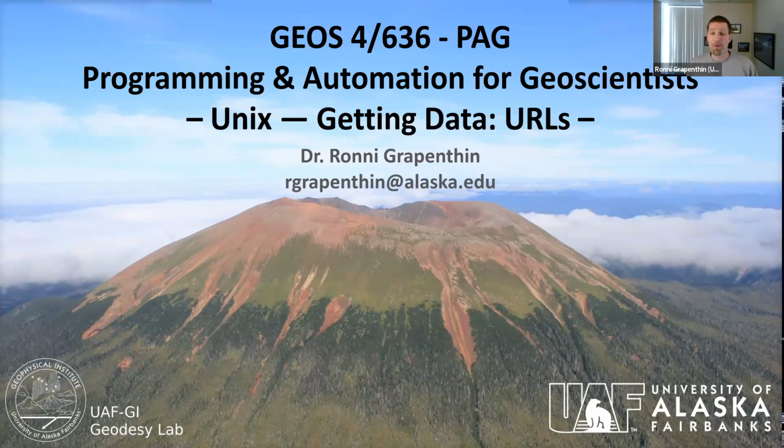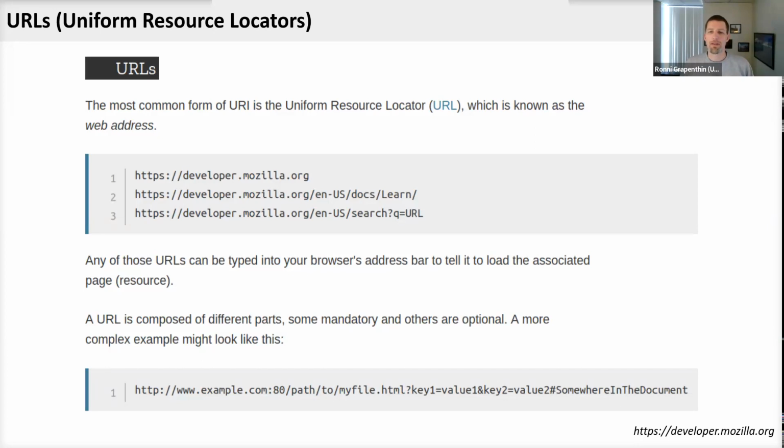Let's get into URLs, or Uniform Resource Locators. This is the most common form of a Uniform Resource Identifier, or URI, and it's commonly known as the web address. The examples here show something that should be fairly familiar to you. There's a URL given as developer.mozilla.org with the protocol given at the beginning here, a path to some directory, or even a variable value pair. All of this is something that we'll be looking into.